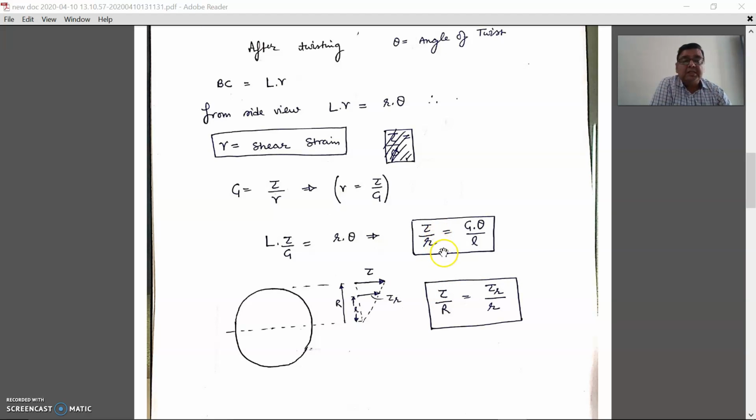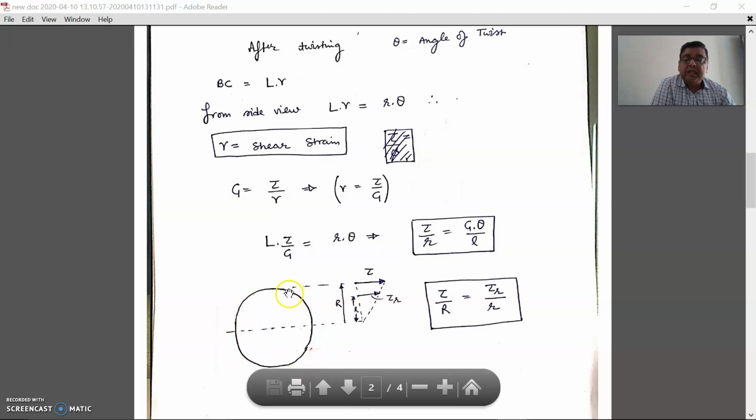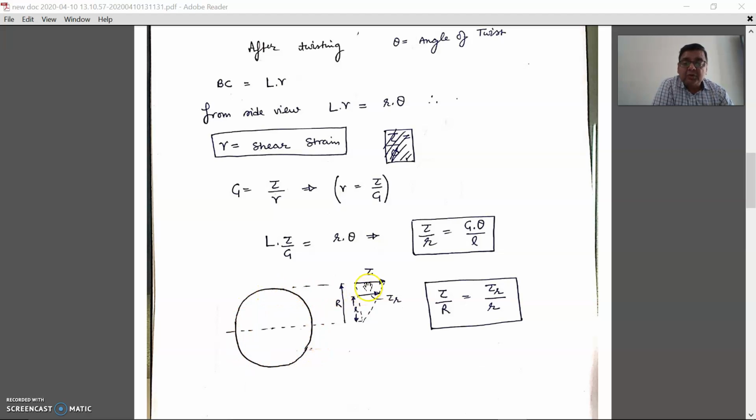From this, one point is very clear to me: if it is a circle, then at the outermost surface it will experience the maximum amount of shear stress, and as we go down, the shear stress becomes lesser, and as we go down to the center, the shear stress will be further lower. This is because on the other side, G is a constant, theta, the angle of twist, is again a constant, and L, the length, is again a constant.